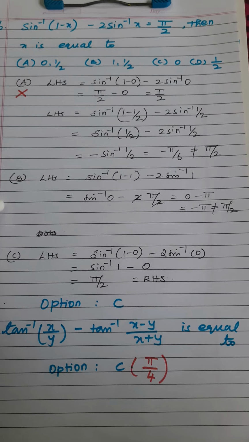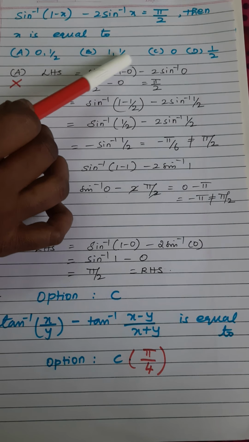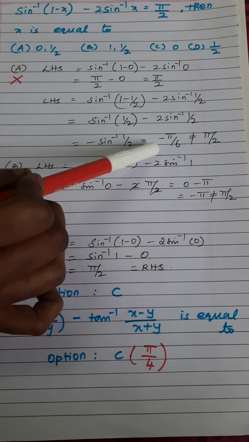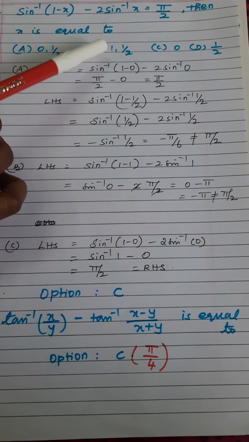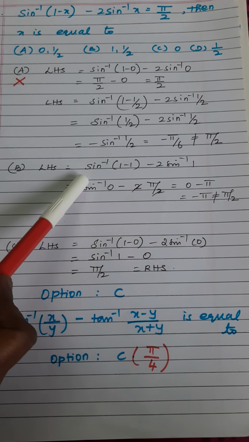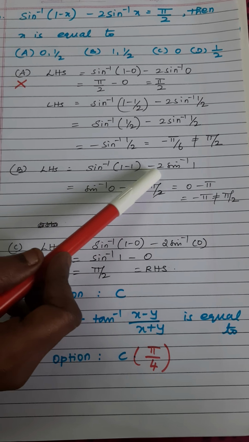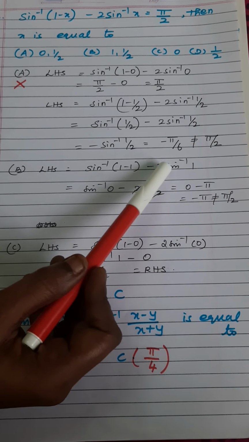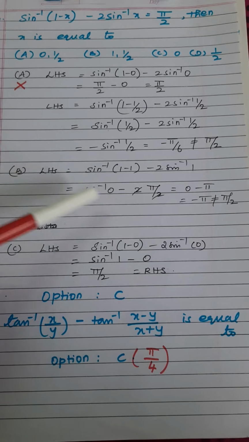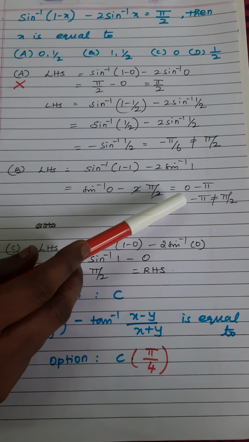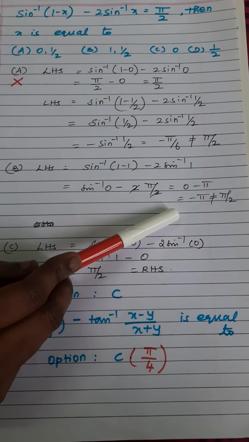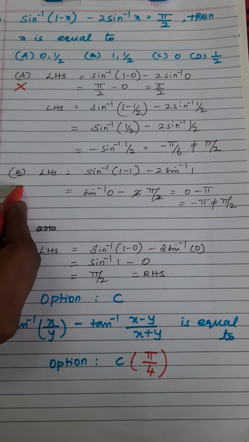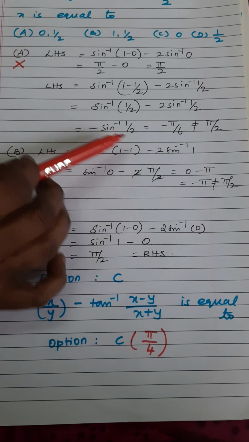Now we will see option B. Option B is 1 and 1 by 2. Already we have checked for 1 by 2. When you substitute x equal to 1 by 2, we are not getting the correct answer. Here 1 is given, so we will substitute 1 now. Sine inverse of 1 minus 1, minus 2 sine inverse 1. Sine inverse 0, minus 2. The respective angle for sine inverse 1 is pi by 2. So cancel these two, you will be getting 0 minus pi, that is minus pi. So that is not equal to pi by 2. So option B is also wrong.